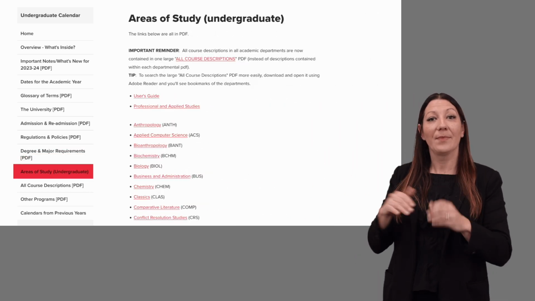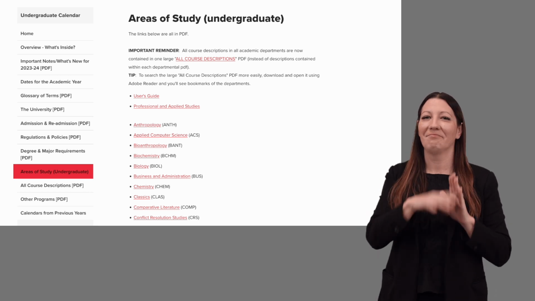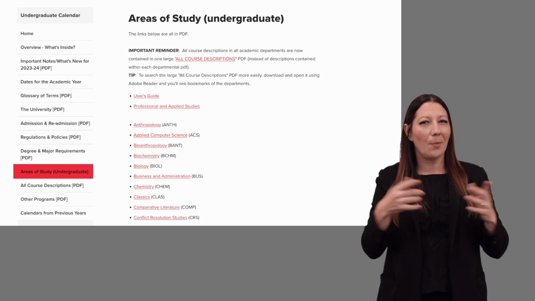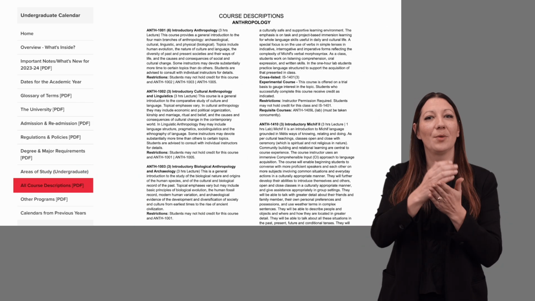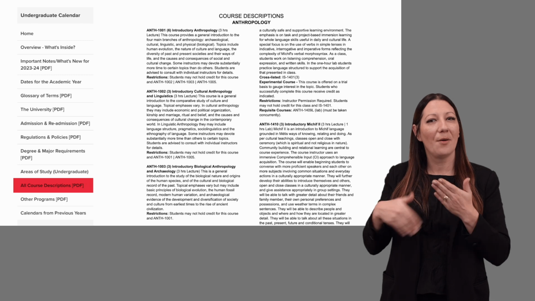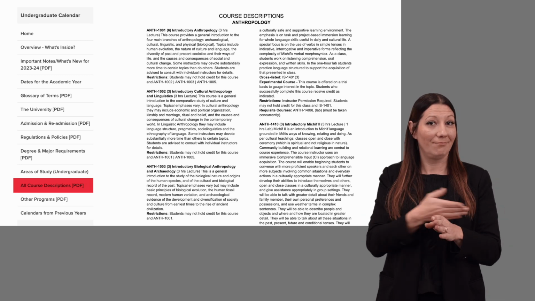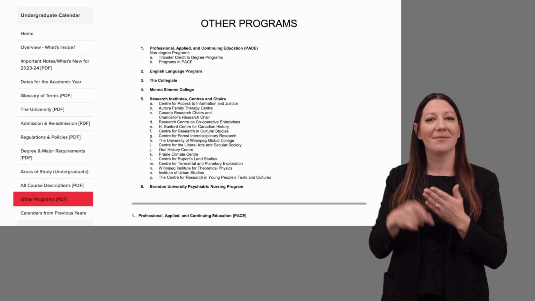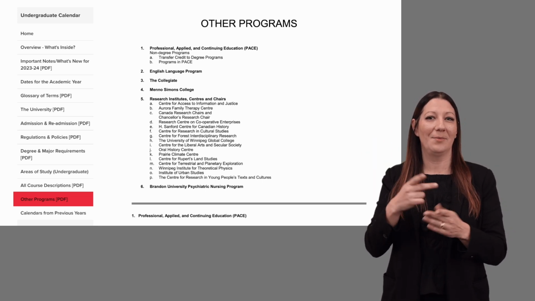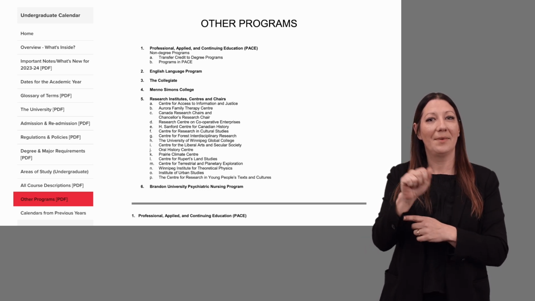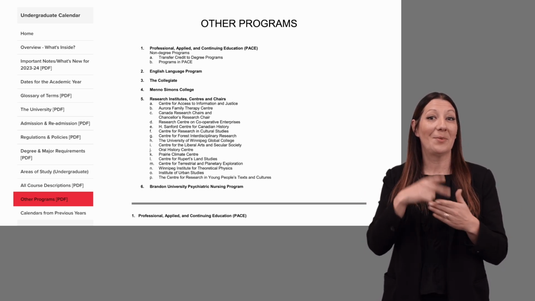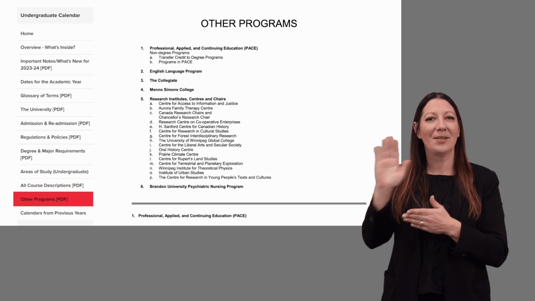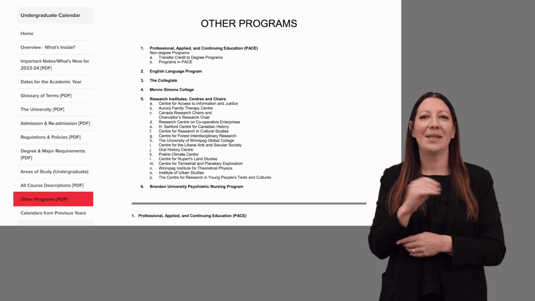Areas of study, which lists all academic departments with an overview of what each area of study is about and its degree requirements. Course descriptions, which includes a listing of all available courses with descriptions, requisite course information and restrictions, and other programs, which is a listing of other programs that are available, including Professional Applied and Continuing Education, or PACE, English Language Programs, the Collegiate, Menno-Simons College, other centers and institutes, and the Brandon University Psychiatric Nursing Program.